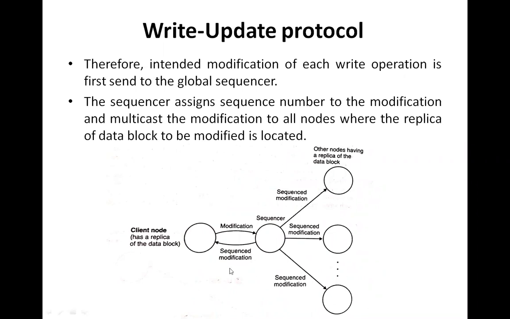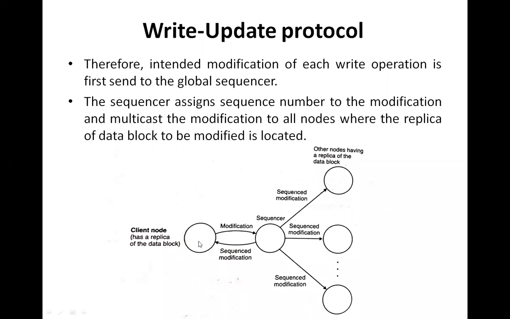So whatever intended modification of each write operation is first sent to the sequencer, and the sequencer is going to assign a sequence number to the modification, and then it is going to multicast this modification with the sequence number to the rest of the nodes, those nodes which already have a replica of the data block where the modified block has to be copied. So the write operations are processed at each node in sequence order.